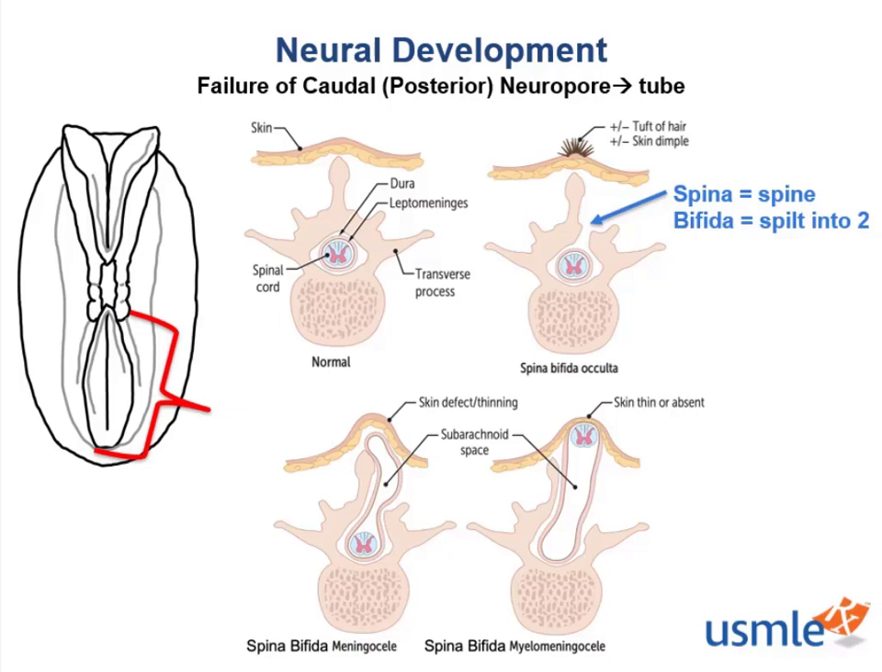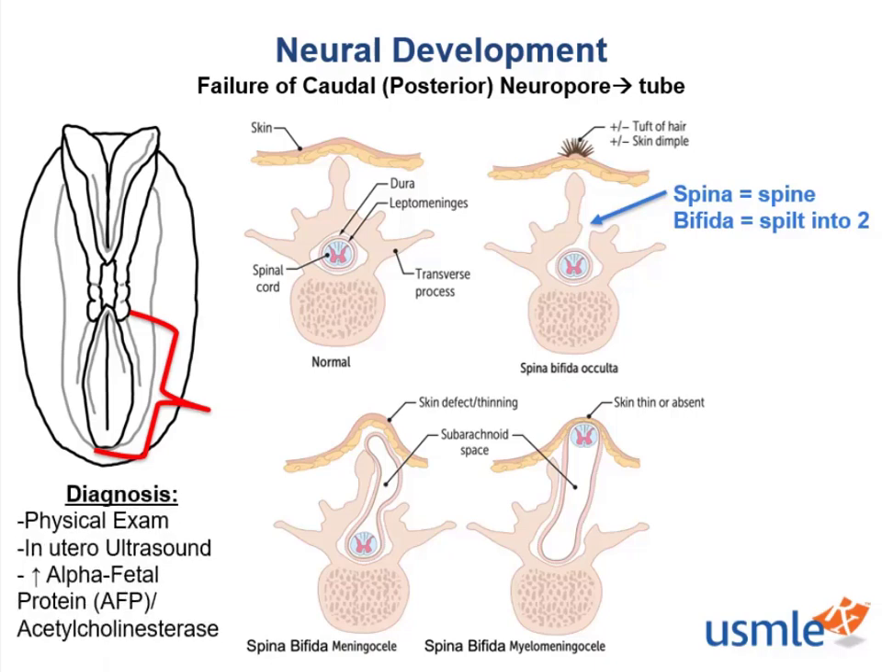Overall, the diagnosis of these conditions can occur via physical exam, in utero ultrasound, and by measuring the amount of alpha-fetoprotein in the maternal serum. Again, the neural pore fails to close into the neural tube, allowing alpha-fetoprotein to flow out of the fetus, across the placenta, and into the maternal serum where we can measure it.